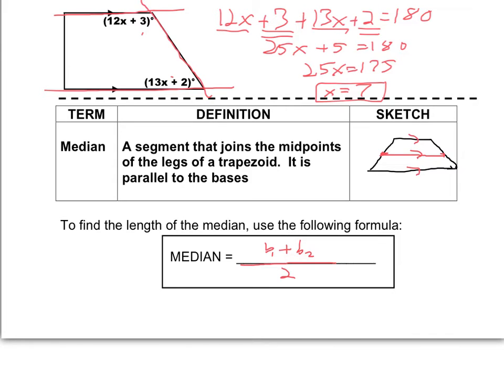Okay, it's basically finding the average of these two bases. Okay, that's what the median is here. We're basically finding the average of the two bases. The middle point, since you only have two bases, the midpoint, the median would also be the average. All right, so go on to the next page with me.